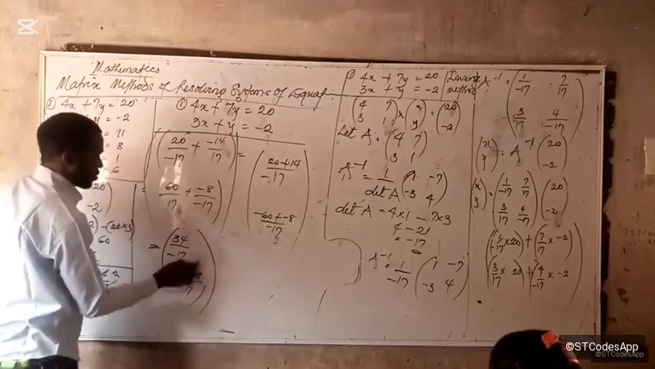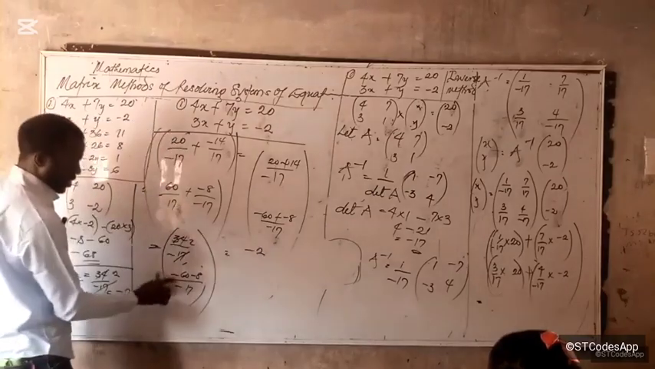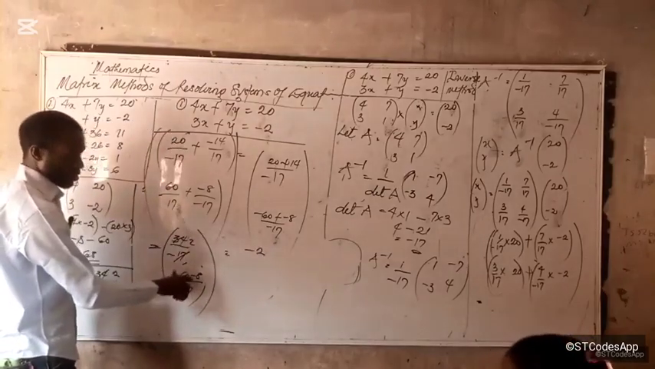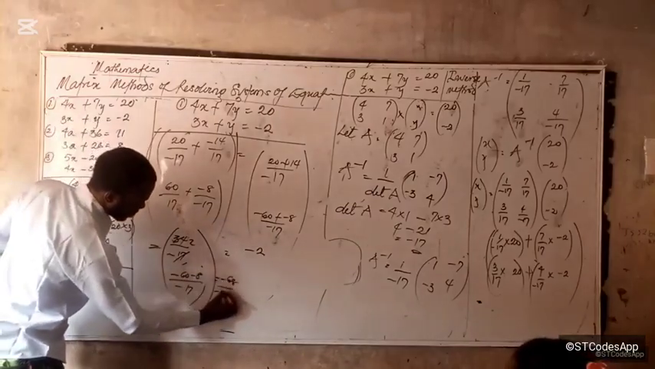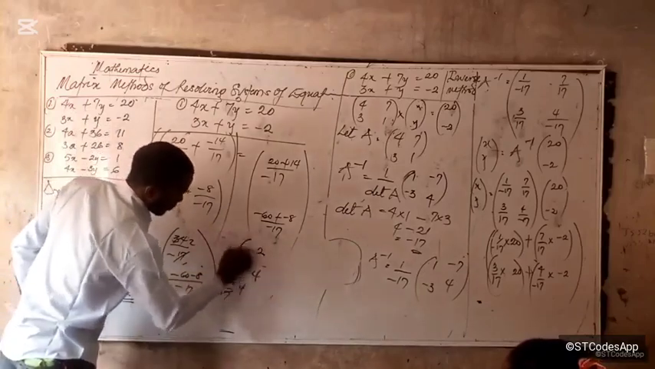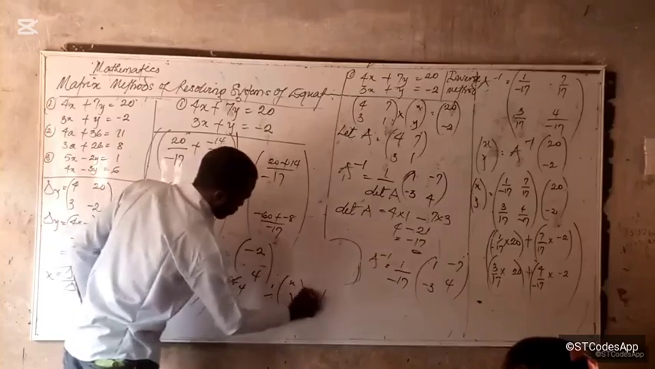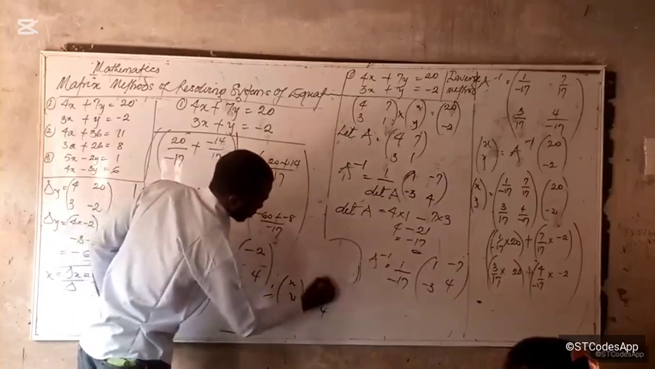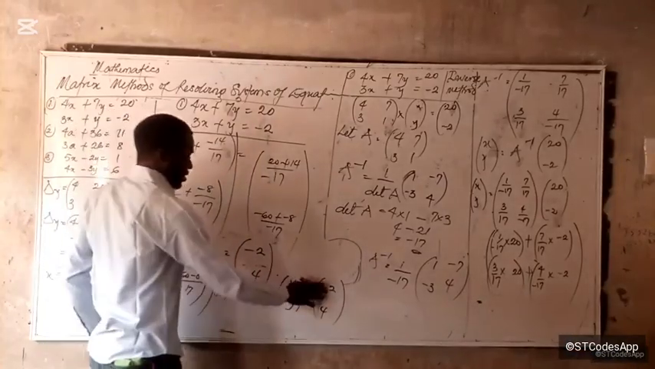So this gives us here 1, here 2. So we have minus 2. And here minus 60 minus 8, that's minus 68 over minus 17, so we have 4. Therefore we say X, Y is equal to minus 2 and 4. That's how we got the first one. All right. So that's how to solve it.